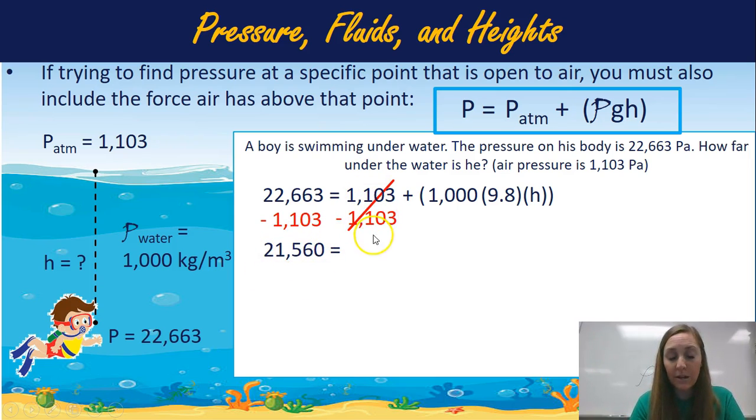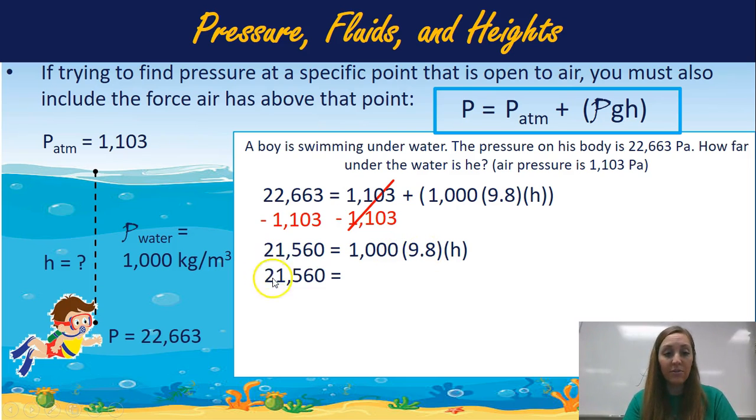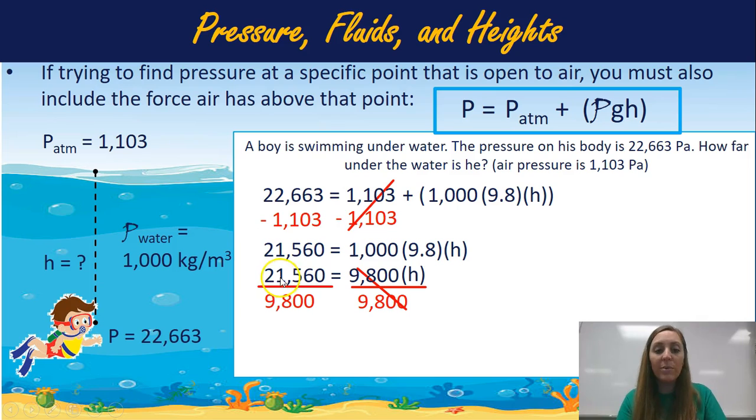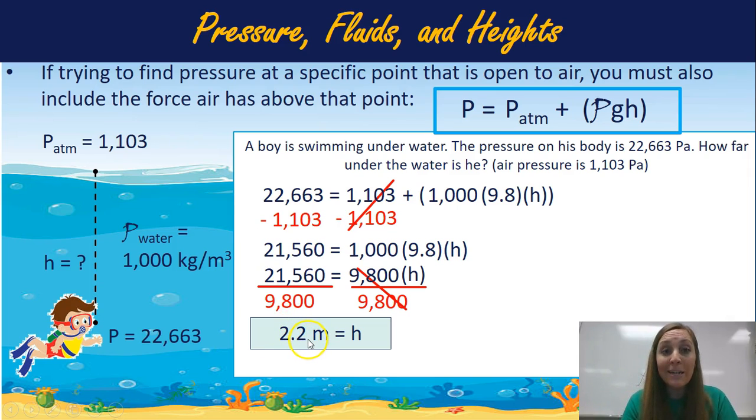We've gotten rid of our first bit on the right, so we still have 1,000 from here times 9.8 times height. So to simplify this, you have to do 1,000 times 9.8. Still the same thing on the left, and now this is 9,800 h. So you have h almost by itself. The only thing you're doing is multiplying it by 9,800. So you have to divide by 9,800. Those will cancel. Do it on the left. So take your calculator and divide 21,560 by 9,800, and you'll get 2.2. Don't forget to put meters because it is height.